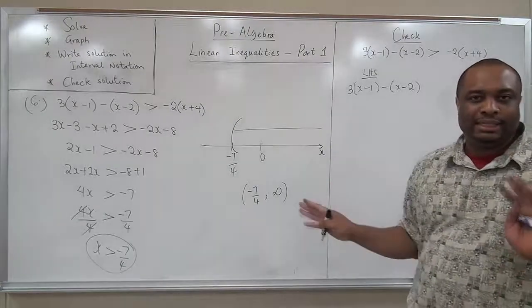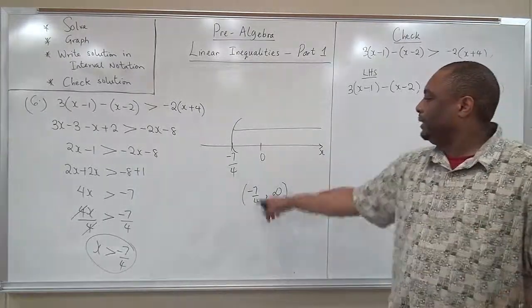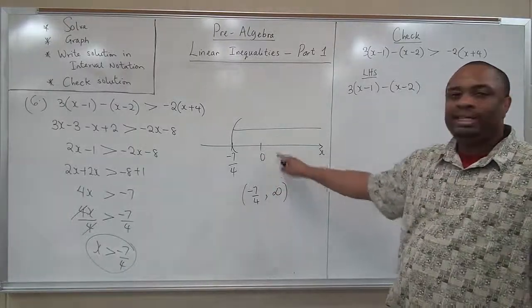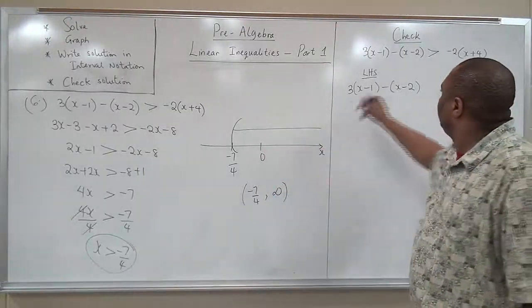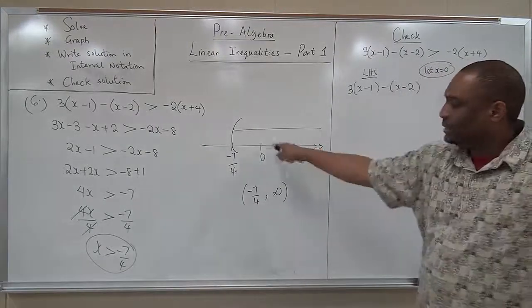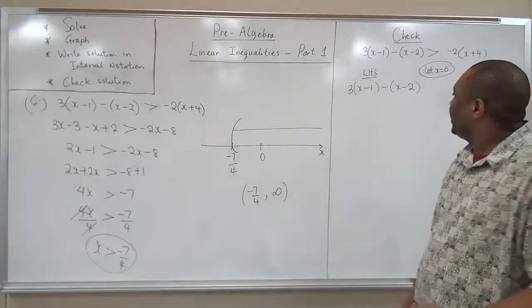What do we choose as x? Okay, don't start choosing fractions. What is the easiest thing to choose as x? Let x be 0. That's the easiest to check it.